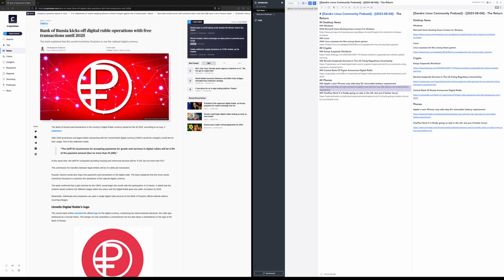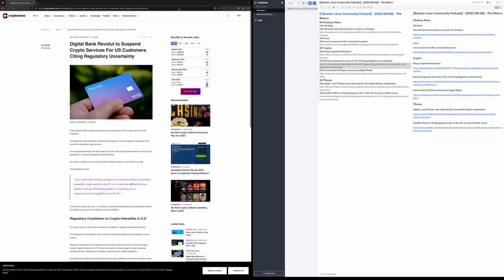Okay, let's talk about Revolut, a bank which operates in a number of countries, suspending crypto operations in the US, citing regulatory uncertainty. So Revolut are a British bank, so they operate here in Britain as well as the US and a number of European countries, and they're a mobile bank primarily. They do crypto, they do normal banking stuff, they do all sorts of stuff. But they have announced that they are actually suspending all crypto services in the US.